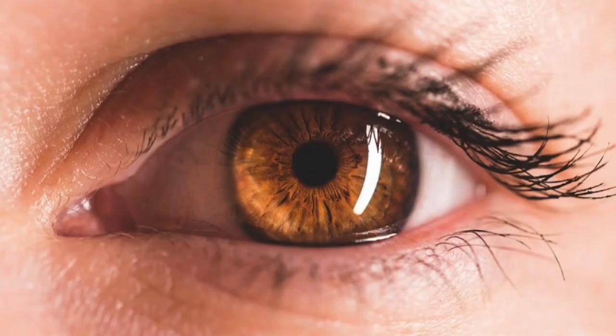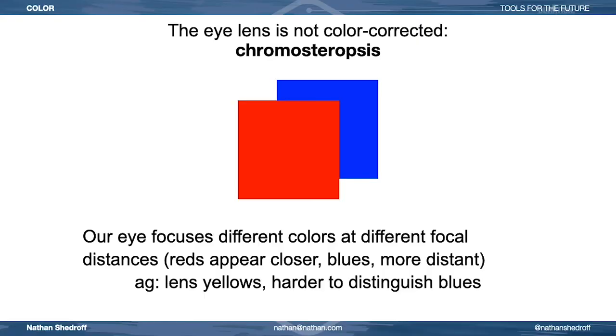Even diet can affect color perception. For example, vitamin A stimulates the infrared, which helps us see in the dark. And our eye lens is not actually color corrected. There's something called chromostereopsis, which basically means that our eye focuses different colors and different frequencies of light at different focal distances. This means that reds appear closer to us than blues, which appear more distant.